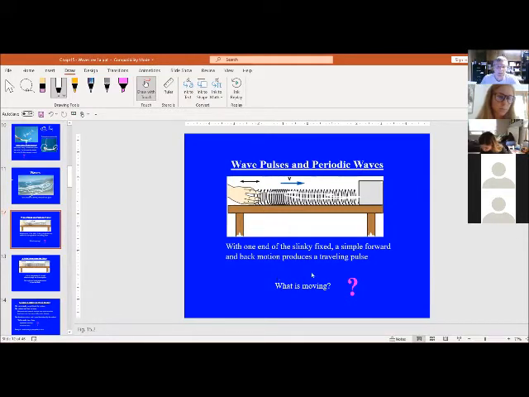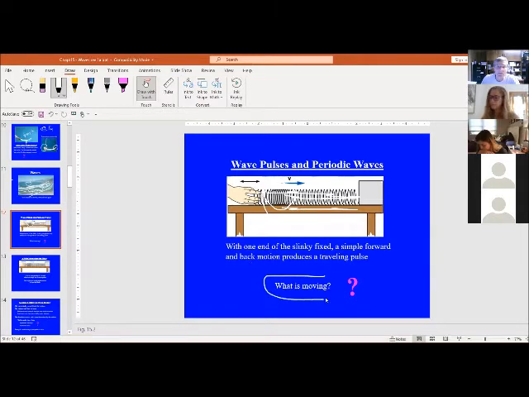So the question is, with one end of the slinky fixed, a simple forward and back motion produces a traveling wave, or in this case, really a traveling pulse. It creates a pulse, and the pulse moves down slowly as it oscillates back and forth. It winds up moving forward, we'll hit this, and then we'll wind up moving back. So it's the pulse that's going back and forth.